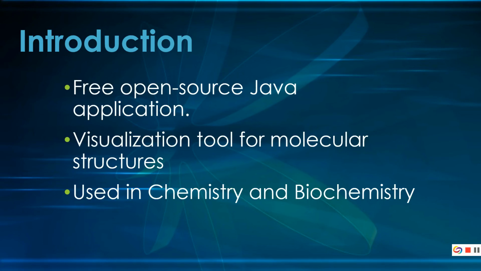So JMOL is a free and open source Java application, which means that its model is free to everyone to download and to modify, and it can work on Windows, Linux, and Mac as well. It's a visualization tool for molecular structures, which is needed by many different people, for example, students, instructors, and researchers in the fields of chemistry and biochemistry mostly, that deal with the chemical structures of molecular structures.